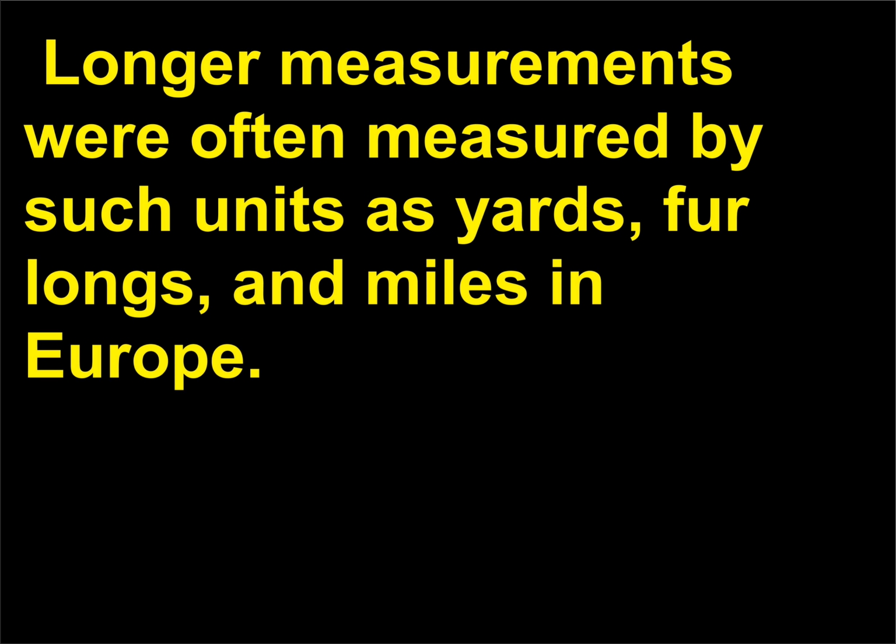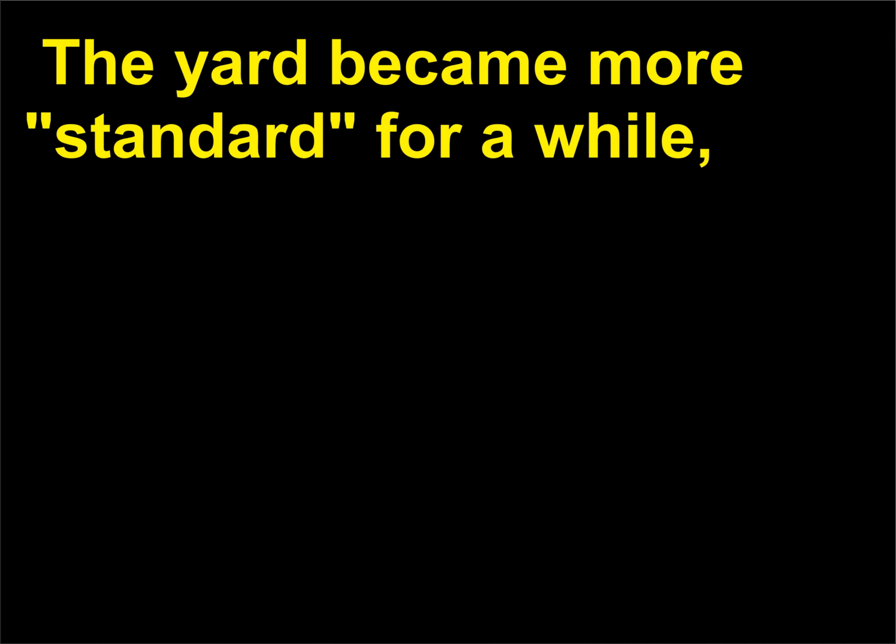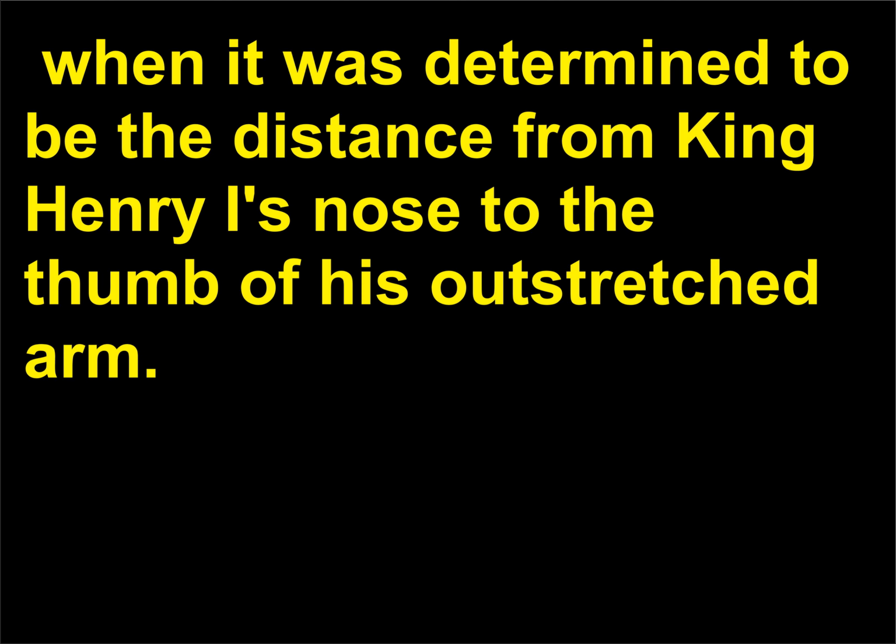Longer measurements were often measured by such units as yards, furlongs, and miles in Europe. At first, the yard was the length of a man's belt, also called a girdle. The yard became more standard for a while, when it was determined to be the distance from King Henry I's nose to the thumb of his outstretched arm.